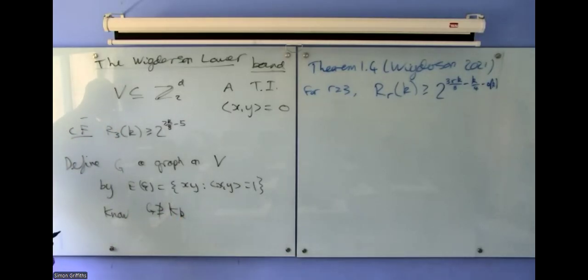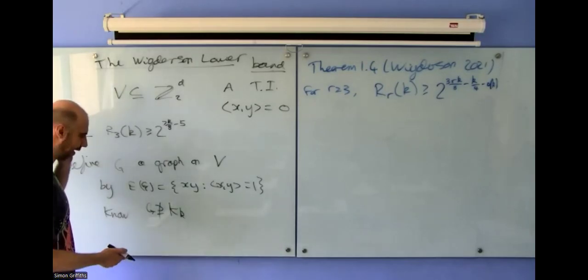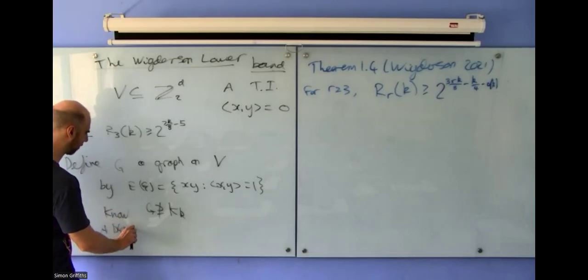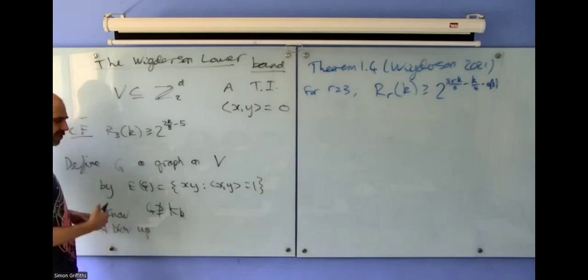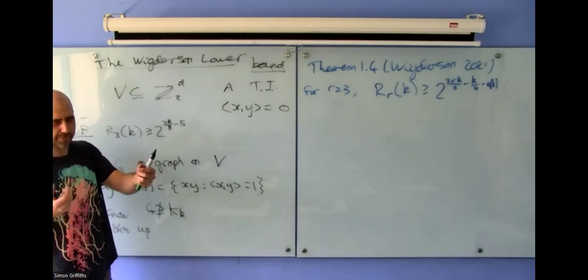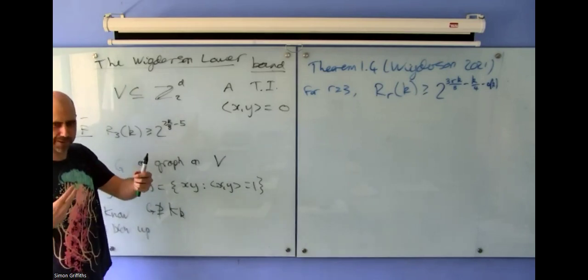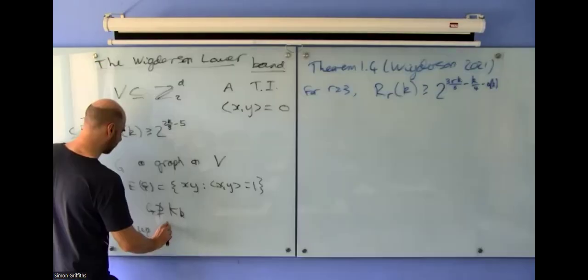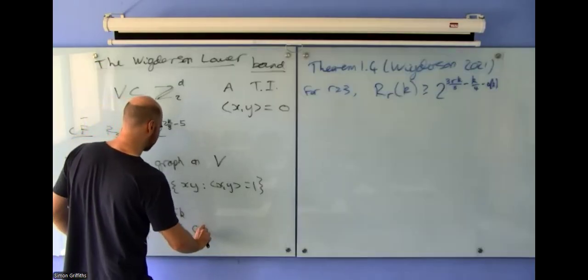And the property we're going to use is that if you do any blow up of G, so a blow up is when you replace each vertex by a set of vertices and each edge by a complete bipartite graph between those sets, a blow up of G also contains no K_k.